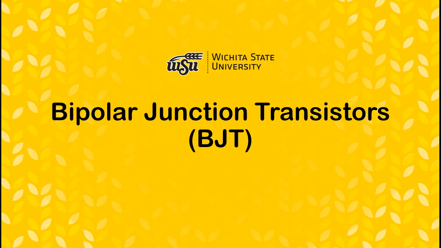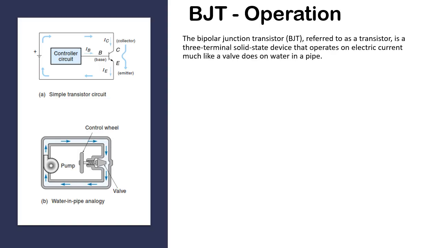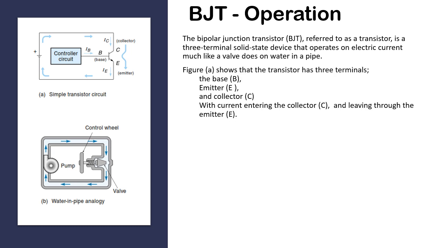Let's look at bipolar junction transistors, or BJTs. The bipolar junction transistor, BJT, referred to as a transistor, is a three-terminal solid-state device that operates on electric current much like a valve does on water in a pipe. This concept is illustrated in Figure A, which shows that the transistor has three terminals, the base, emitter, and collector, and that it is connected into a simple series circuit with the conventional current entering the collector and leaving through the emitter.